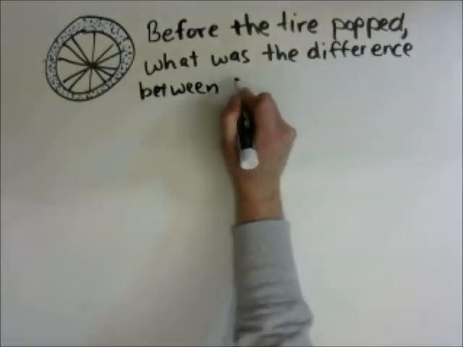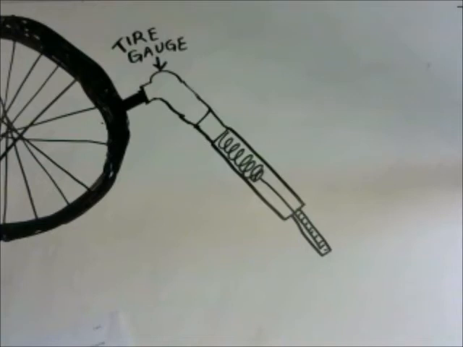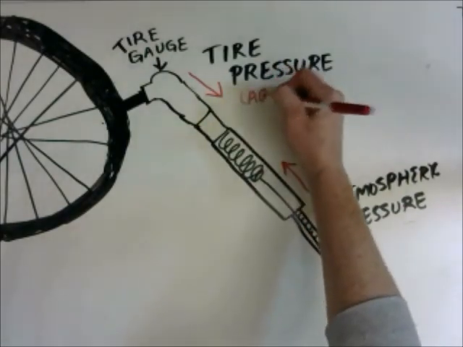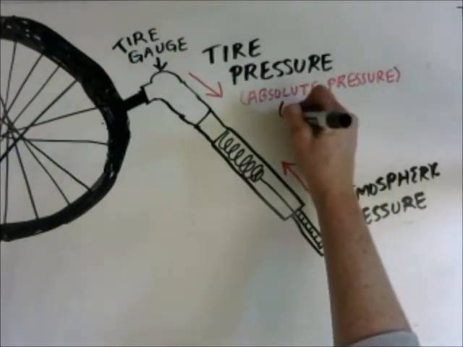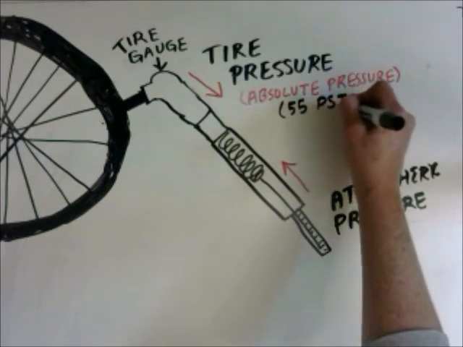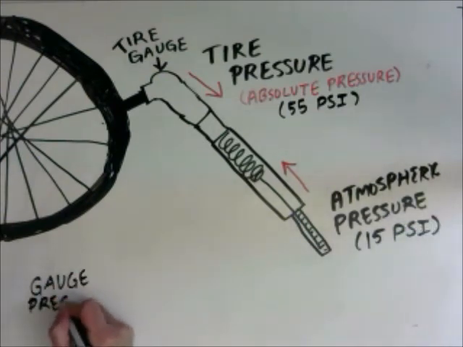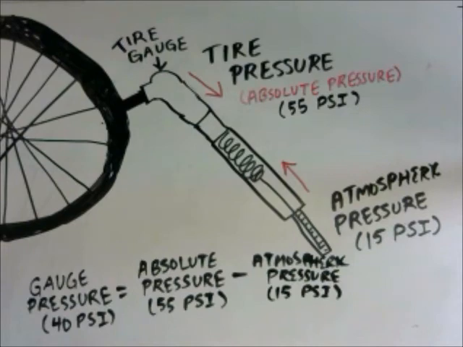Before the tires popped, what was the difference in pressure between the air in the tire and the Martian atmosphere? It may surprise you to know that it was not 40 psi. Tire gauges are mechanical devices that make measurements of the pressure pushing out of the tire. At the same time, there is atmospheric pressure pushing into the tire. The tire pressure will be the absolute pressure, that is, the pressure measured from zero. And it will have to overcome the atmospheric pressure to create the gauge pressure. So the absolute pressure is 55 psi. And it will push against the atmospheric pressure, which is 15 psi. The result is the gauge pressure. Absolute pressure minus atmospheric pressure gives us the gauge pressure.